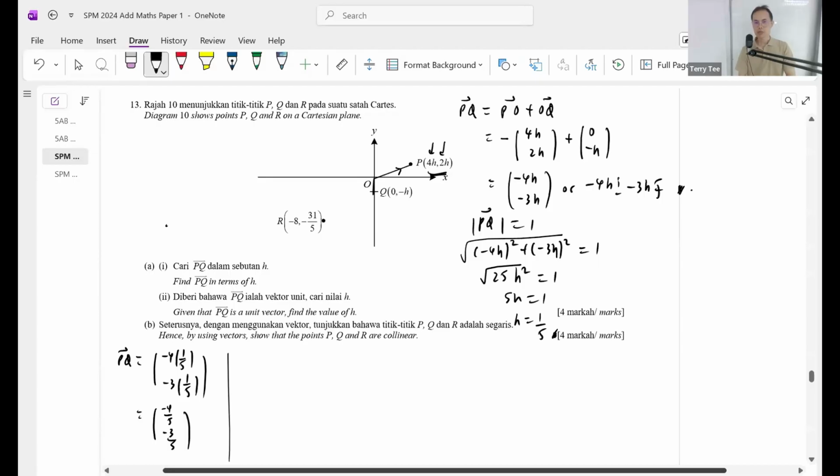Then how about QR? Do you find QR? What do you think? PR? Maybe you find PR?